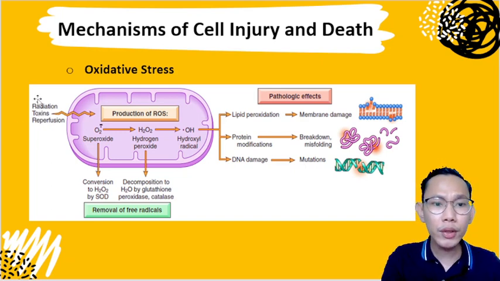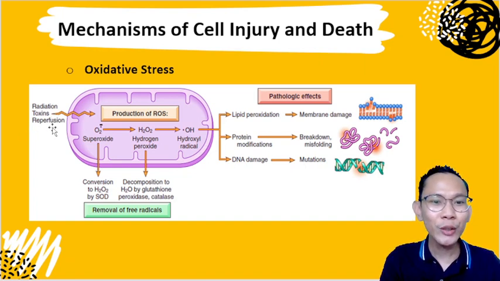Ano ang ating mga injurious stimuli? Nandyan yung radiation, nandyan yung toxins, nandyan yung reperfusion. Diba, ganina, discuss natin yung reperfusion injury. So this is the reason why it will lead to increased production of your reactive oxygen species.